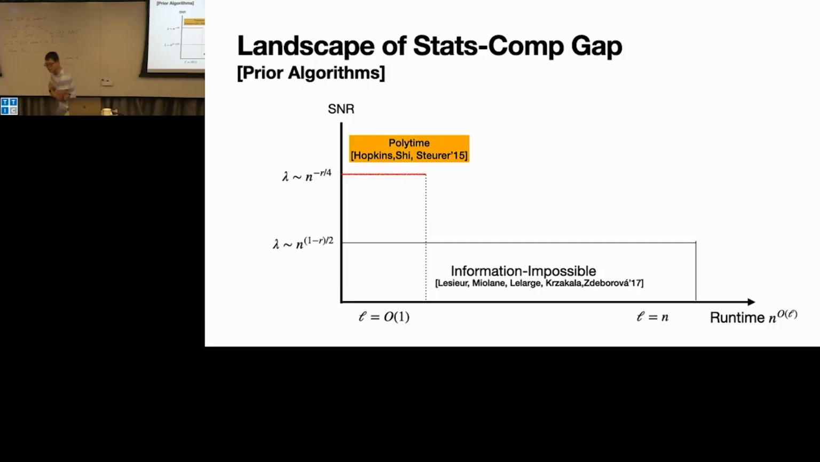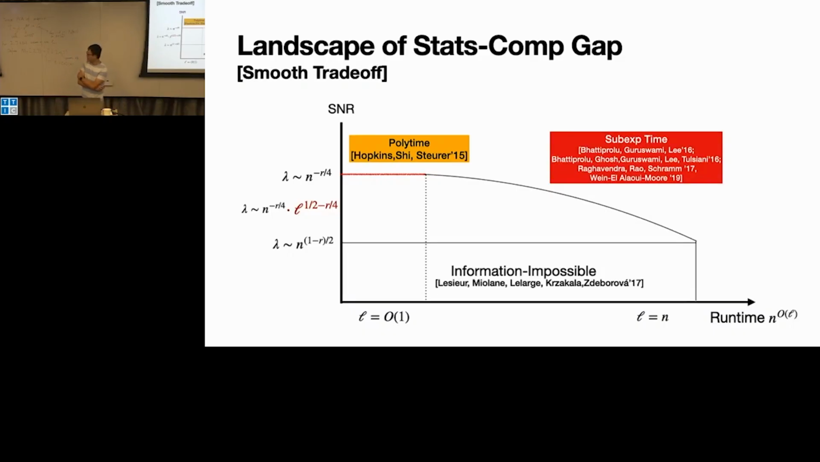Is that threshold information-theoretically tight? We are going to see the algorithm actually. In fact, we know that in exponential time, we can nicely interpolate between the polynomial time threshold of n to the minus r over 4 and the information threshold of n to the 1 minus r over 2, due to a sequence of works in 2016 through 19. They are mostly based on the sum of squares hierarchy and some special algorithm.